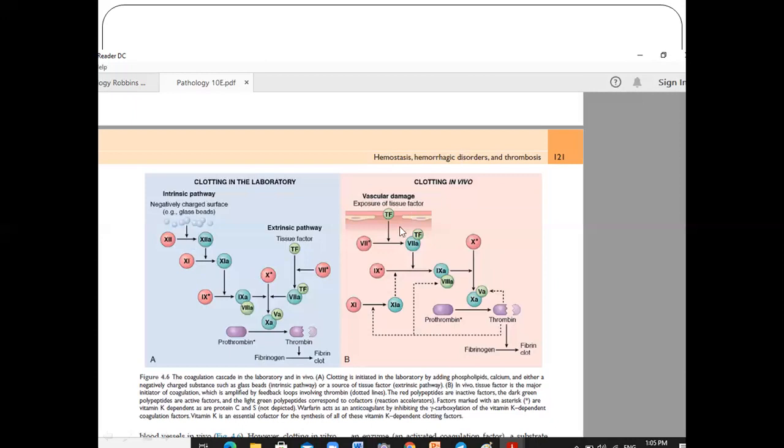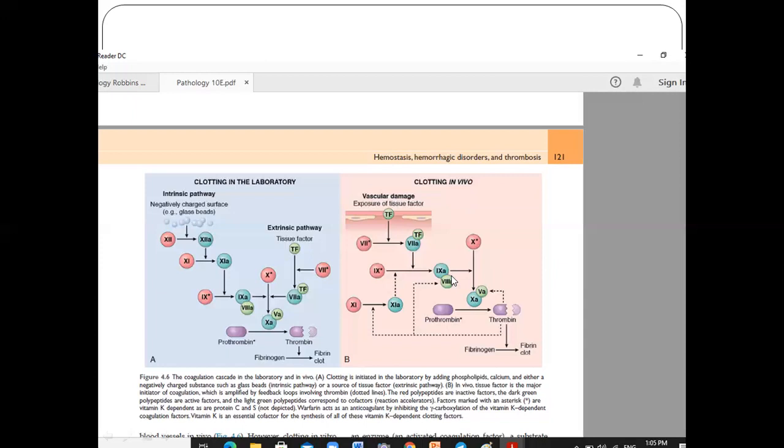Recall from physiology, so what happens in clotting in vivo? It is the same basic principle: tissue factor comes first, but here it is a little bit different. 9 will be converted into 9A. The rest are almost the same. And thrombin sets up a positive feedback mechanism for 5A and 8. In vivo, tissue factor is the major initiator of coagulation, which is amplified by feedback loops involving thrombin, the dotted line.